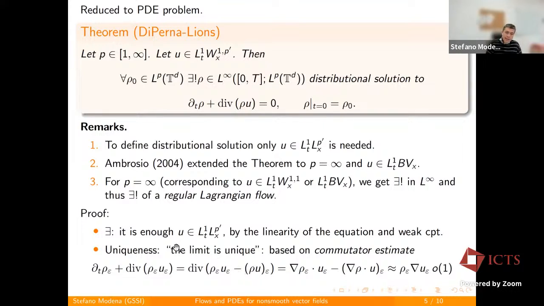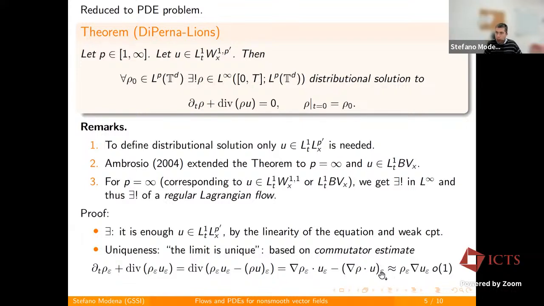And showing that this limit that I get by subsequences is unique, so that every subsequence has the same limit, amounts to showing that this commutator, this error, goes to zero strongly as epsilon goes to zero. And how do you show that? Well, first of all, since the vector field is incompressible, I can put this derivative on the rho part. So I get gradient of rho epsilon times u epsilon minus gradient of rho times u modified.